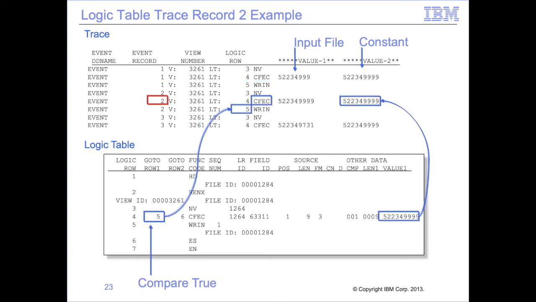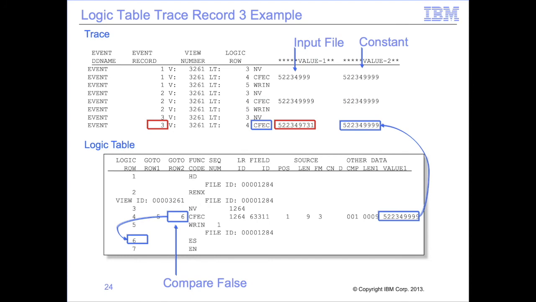When record 2 is processed against the CFEC function on the logic table row 4, the same pattern is repeated. Because the value in the file and the constant are equal, processing continues with row 5 of the logic table, which writes the input record to the output file.